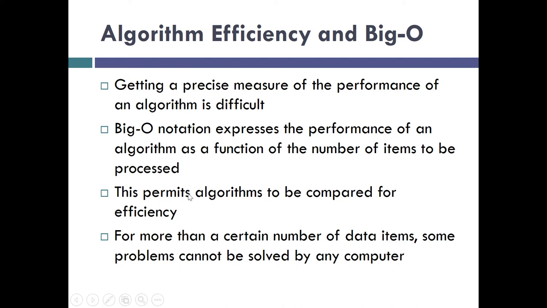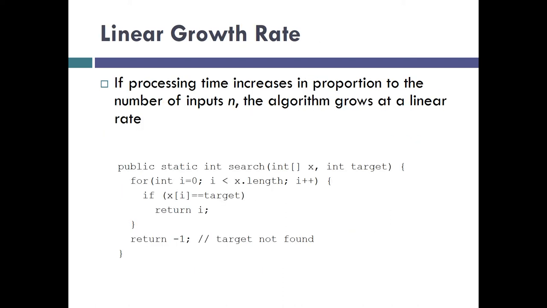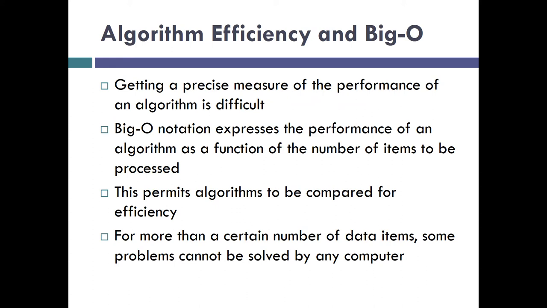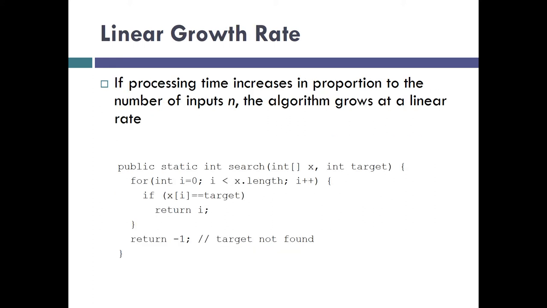the point of big O notation is that it does allow us to compare algorithms, and data structures, because it allows us to compare the efficiency of one data structure operation versus another. For more than a certain number of data items, some problems cannot be solved by any computer. I actually argue with this fact. It just takes an irrelevant amount of time to solve. And by irrelevant, it means basically the universe will end before it's solved. It's solvable. It just takes more time than the universe actually has.